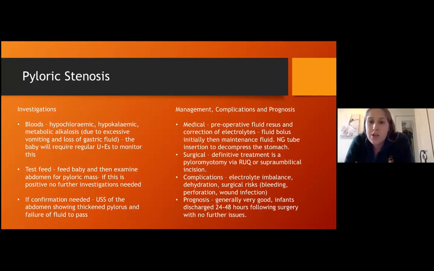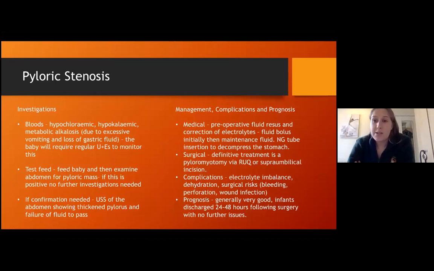So management. Like we mentioned earlier, you're going to be focusing on giving them fluids and resuscitating these children because you want to correct those electrolytes. So you give them a bolus straight away and then just maintain. You may also insert an NG tube to decompress the stomach, but then surgical management is the end goal. So you're going to do a pyloromyotomy, which is the definitive treatment, and you can do it via an incision in the right upper quadrant or a supraumbilical incision.